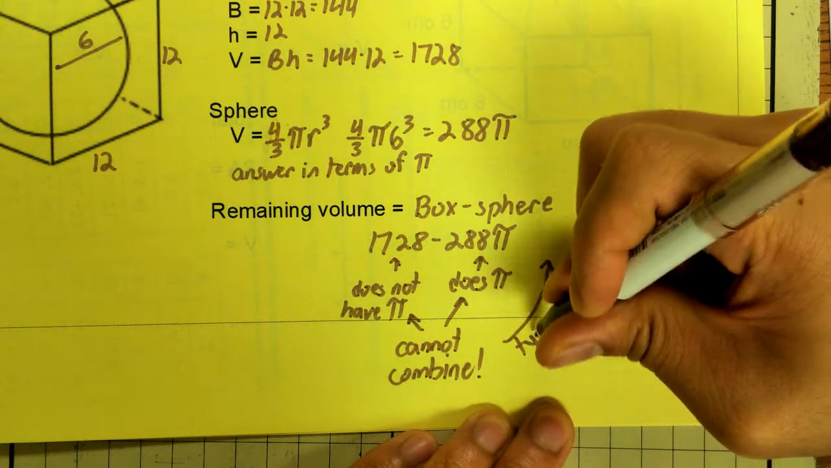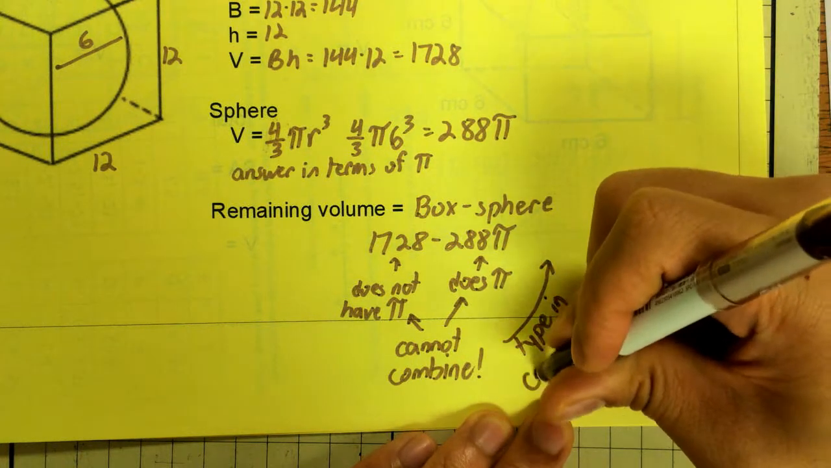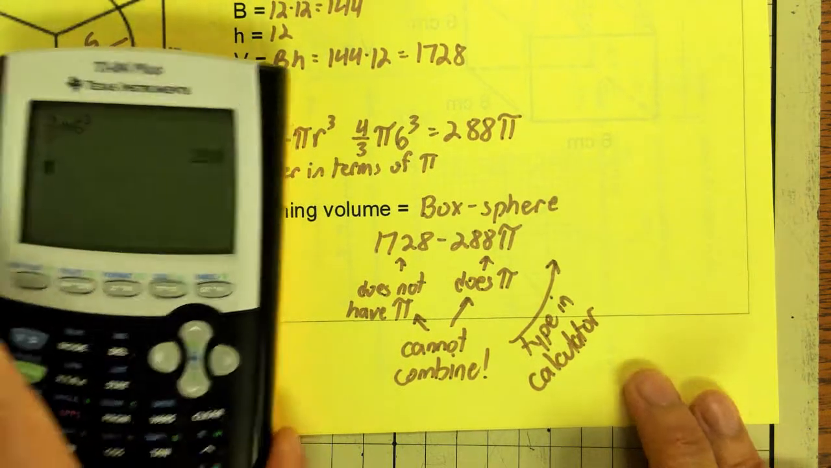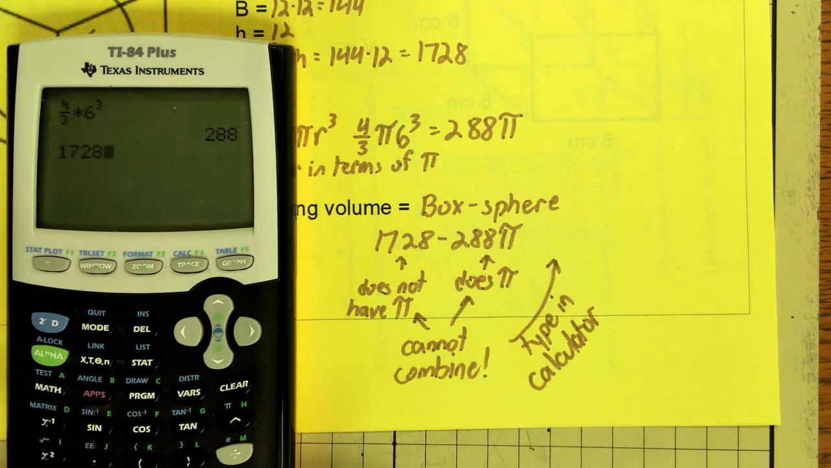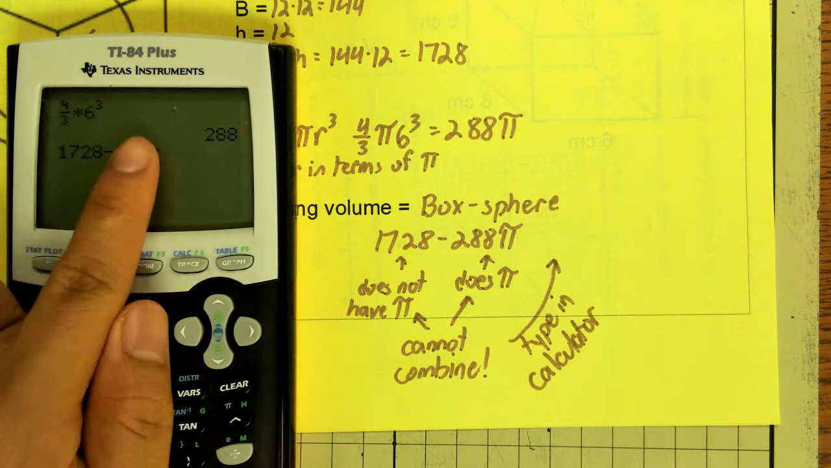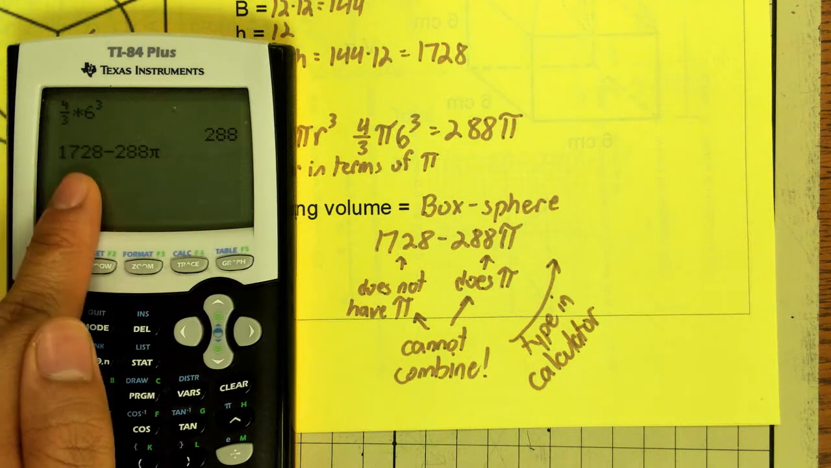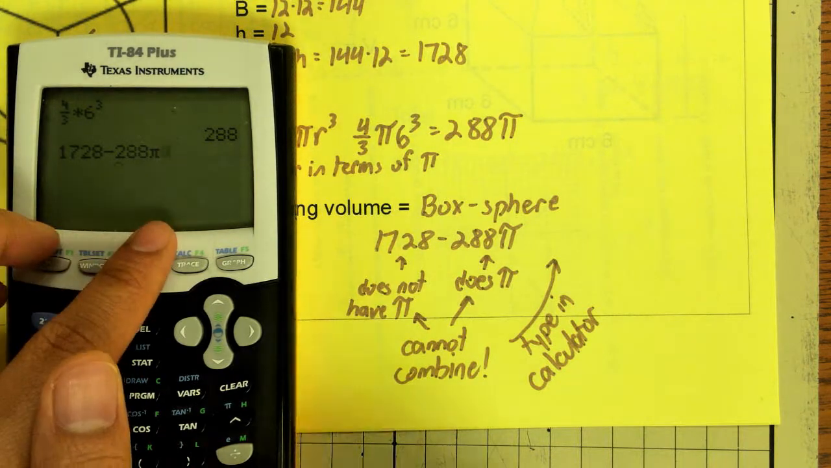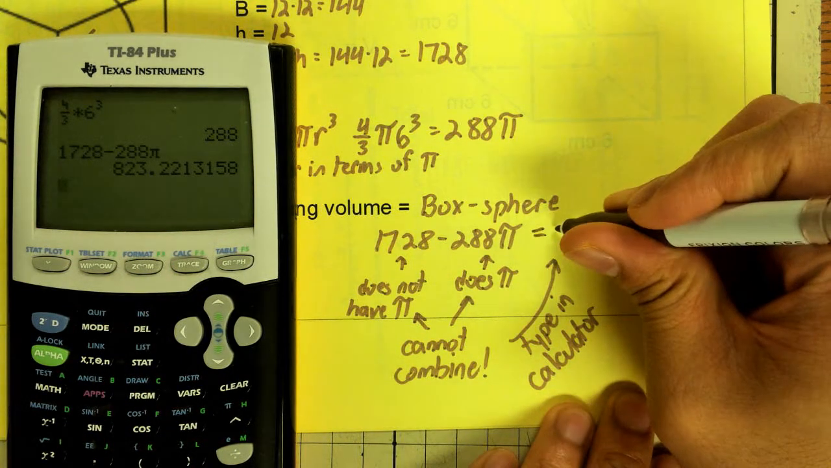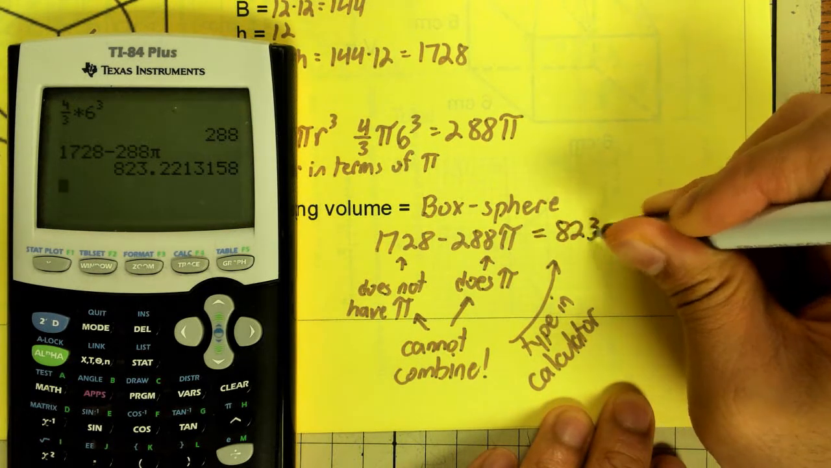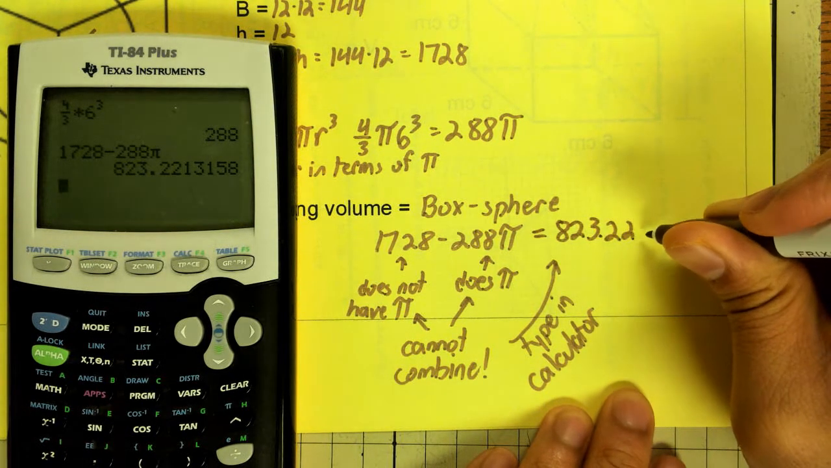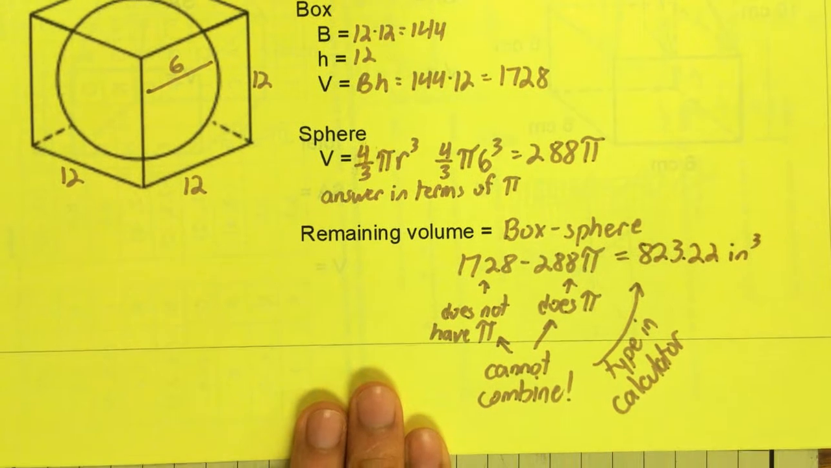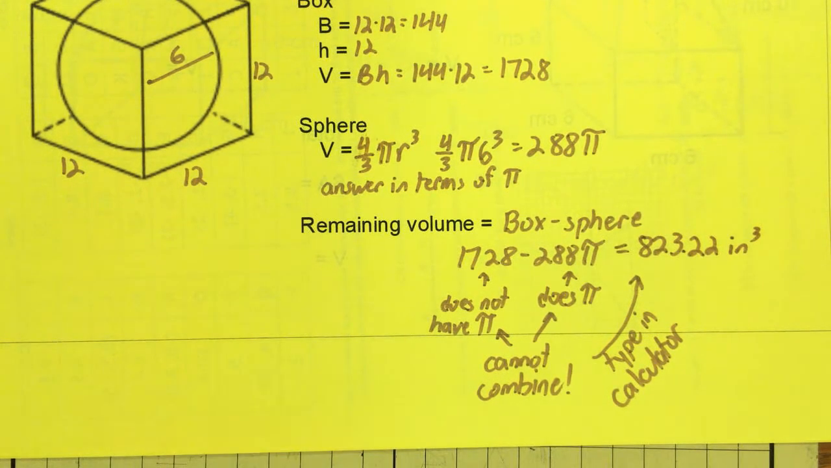Alright? What we can do is type in the calculator for our answer. So we can do 1,728 minus 288. Type pi in this time. One number does not have pi, the other number does have pi. So you cannot combine them, you have to let the calculator do that. To get 823.22 cubic inches. Alright. So there you have it, your ball inside a box.